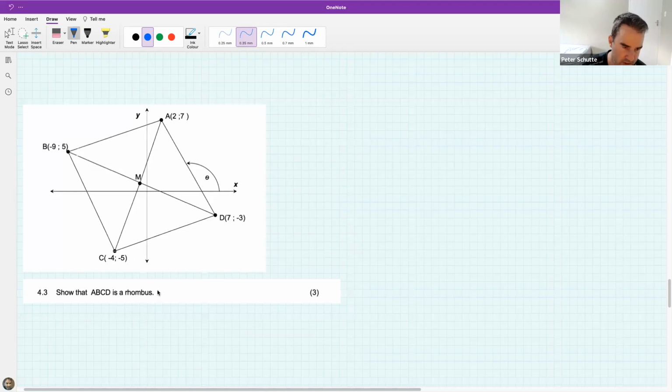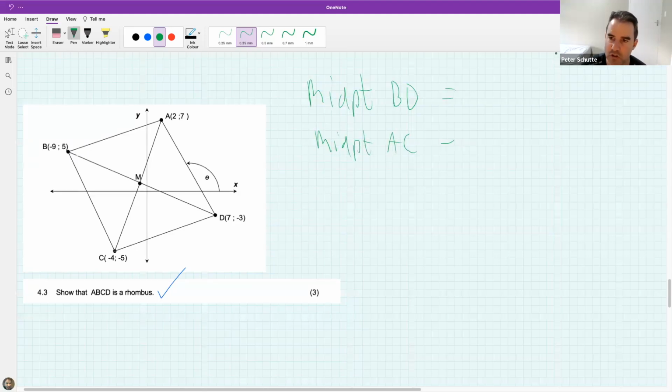But in order to prove something's a rhombus, you have to first prove it's a parallelogram. And so what are we going to do to try and prove that these 4 points are a parallelogram? What's the quickest way to do it? It's to find the midpoint of the diagonals. So the first diagonal that I see is BD. The second diagonal that I see is AC. And I want you to find me the midpoints, which I'm hoping are going to be the same thing.